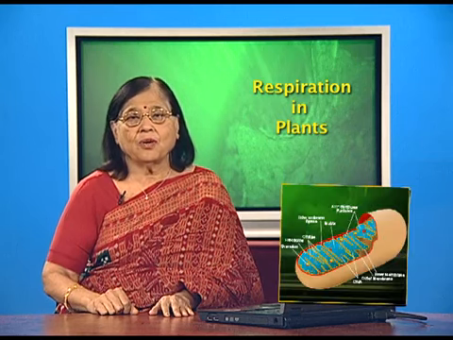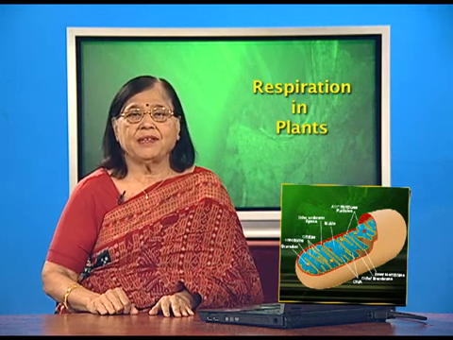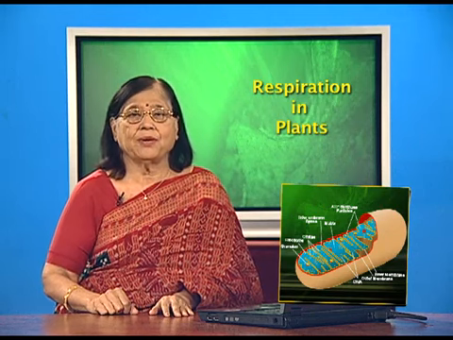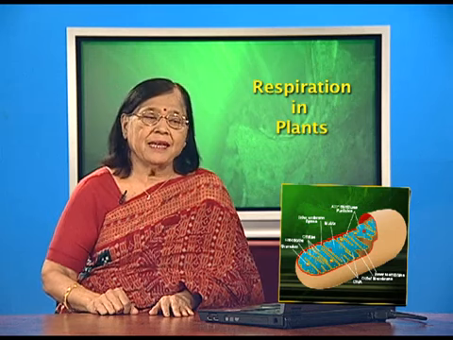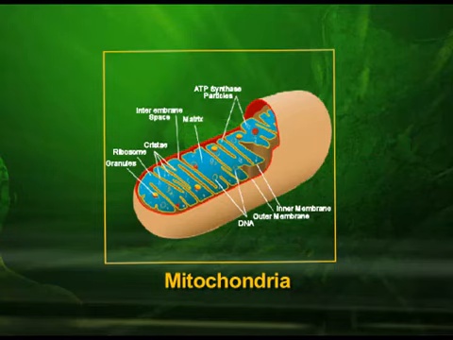Mitochondria is also called the powerhouse of the cell because ATP production takes place in the mitochondria. You can see a diagram of the mitochondria on the slide. It has a double membrane, an outer membrane and an inner membrane, and through these membranes the process of oxidation of food and production of ATP will take place.